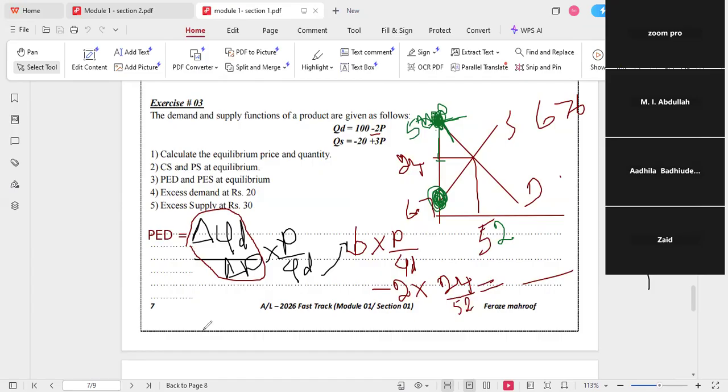Then the PES, sorry. When you find the PES, PES is delta QS over delta P into P over QS.